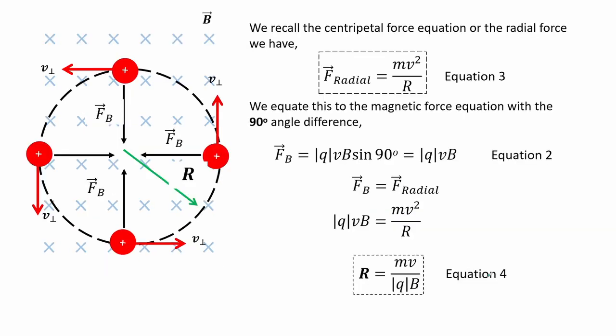We recall the centripetal force equation, or the radial force. We have equation 3. We equate this to the magnetic force equation with the 90 degrees angle difference, and we get an equation for the radius of the helical trajectory of the charged particle in a magnetic field.